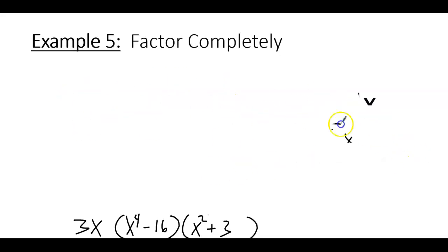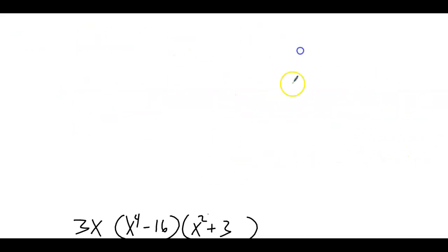Make some writing space for me here. All right. Well, just so you guys know, the GCF, you'll never need to do anything with that. Once that GCF's out, it's done. But everything after that might be able to go further, like this one, for instance. X to the 4th minus 16.